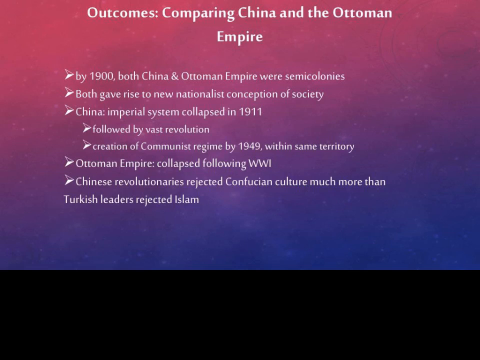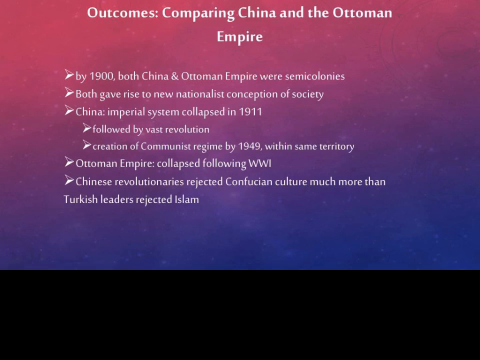And let's talk about the outcomes when comparing China and the Ottoman Empire. By 1900, both China and the Ottoman Empire were basically semi-colonies. They were under the economic and somewhat political control of others. And both gave rise to a new nationalist conception of society. Right, in China, ridding the Chinese territory of foreigners, and with the Ottomans, this new Turkish nationalism that formed.